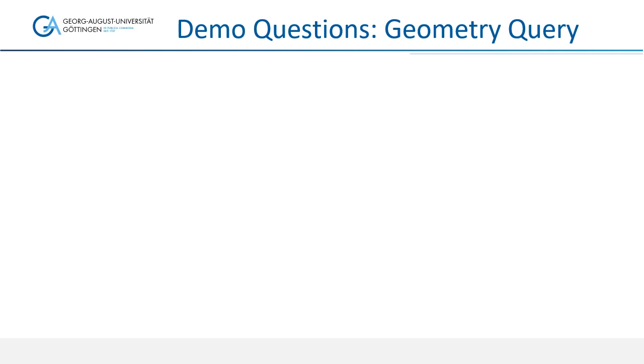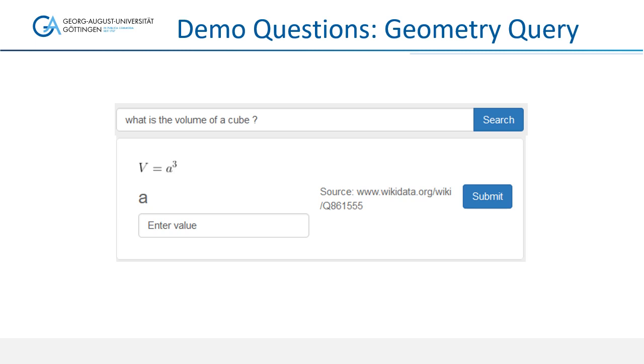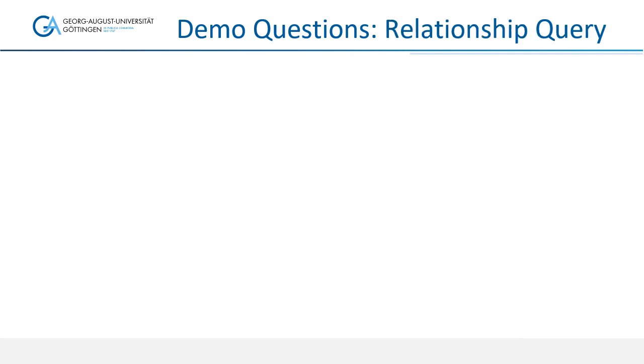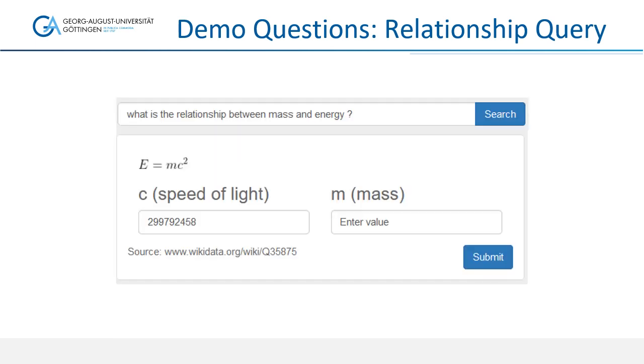An example of a geometry question could be, what is the volume of a cube? Which is answered by the formula below. An example of an identifier query could be, what is the symbol for mass? Translating an identifier name into a symbol and vice versa. An example of an identifier relationship question could be, what is the relationship between mass and energy? It is answered by the formula below, along with names for the identifiers and a value for the constant speed of light. Also, the source URL is provided at the bottom.